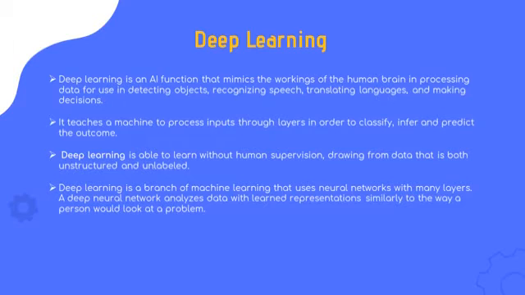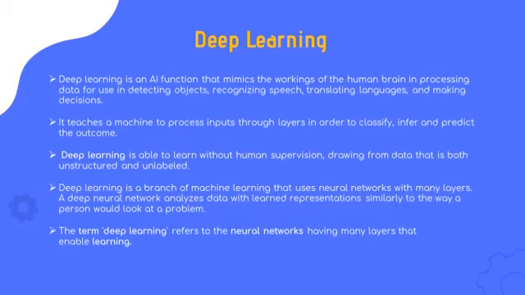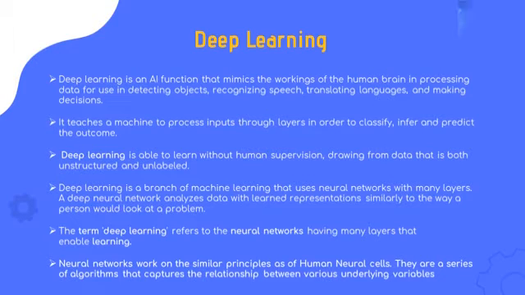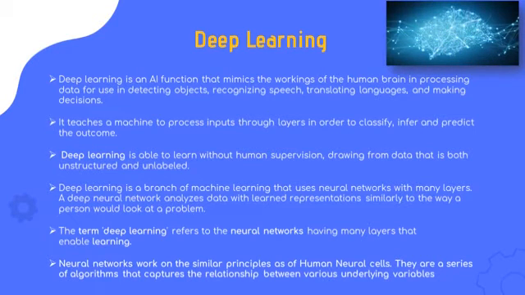Deep learning is a branch of machine learning that uses neural networks with many layers. A deep neural network analyzes data with learned representations similarly to the way a person would look at a problem. The term deep learning refers to the neural networks having many layers that enable learning. Neural networks work on similar principles as human neural cells. They are a series of algorithms that capture the relationship between various underlying variables.